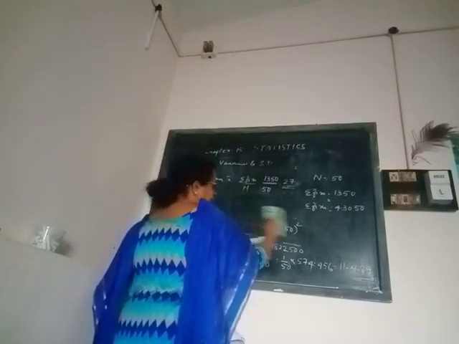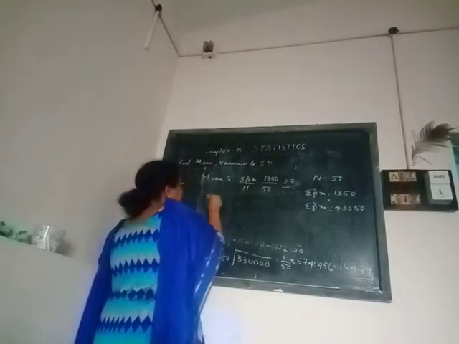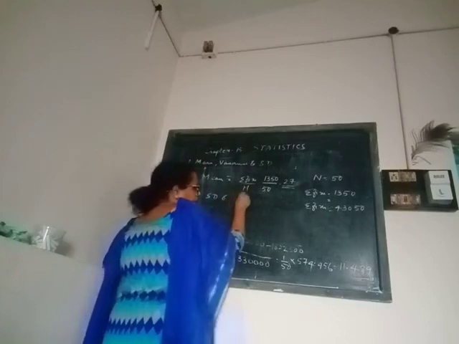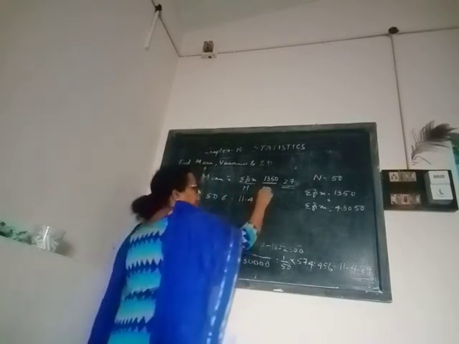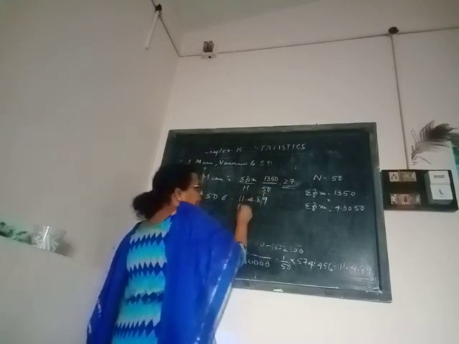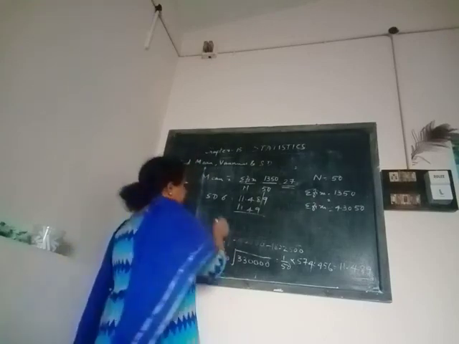Then we got standard deviation. What standard deviation is it? SD sigma equal to 11.489, or you can approximate it as 11.49. This is standard deviation.